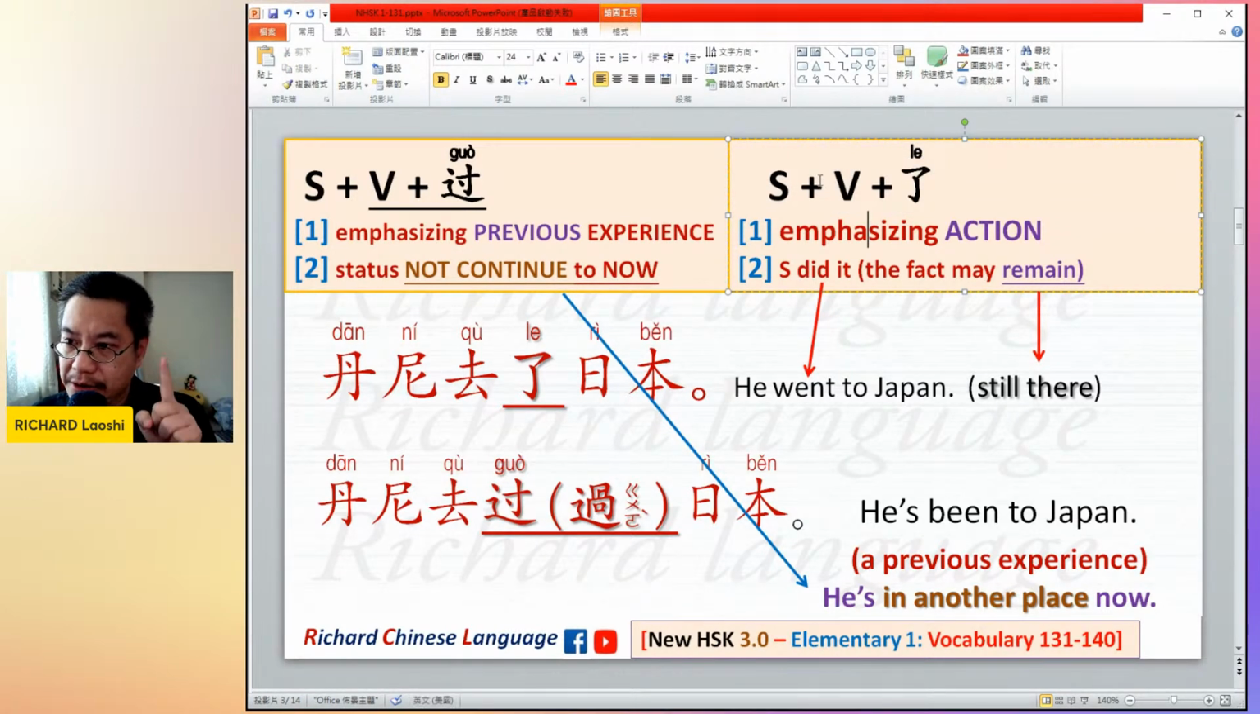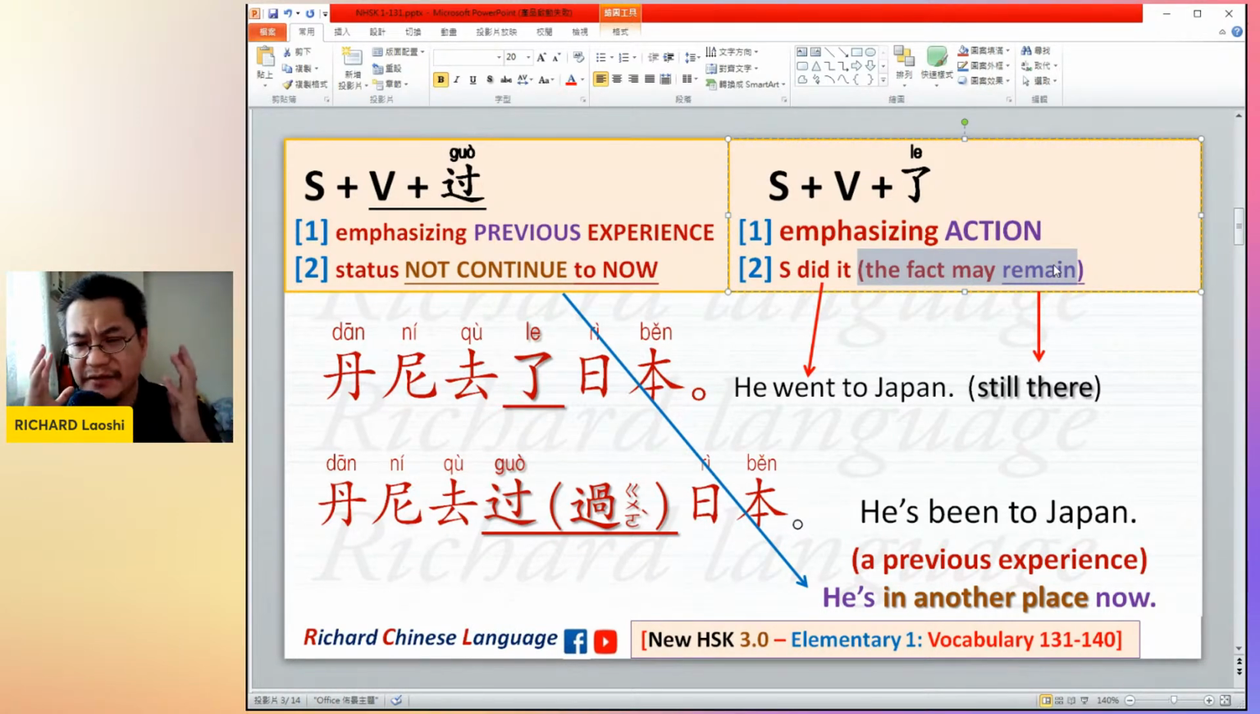Actually, when you use verb plus 过, you're emphasizing the action that you did. And also, remember, 过 is not really the past tense in Chinese. It can even be the future tense. But here, you can think about 过 as a past tense. So you can think of the action you did. But after you did this action, the fact, the result you cause, may remain.